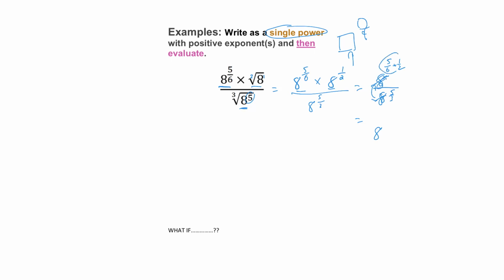And what do you do with the exponents? You're going to subtract. In other words, 5 over 6 plus 1 over 2 minus 5 over 3, and then you're done. I'm not going to spend time simplifying this. You can do this on your own. So you end up getting a fraction, I think, at the end.